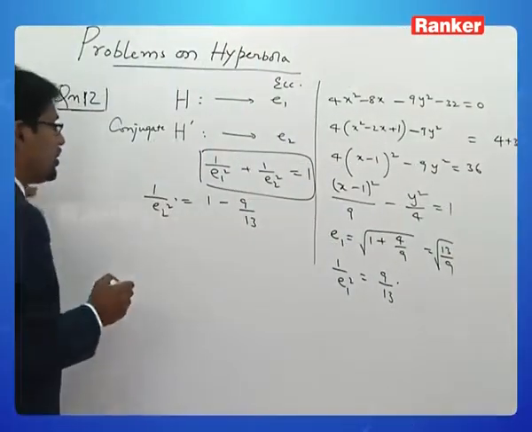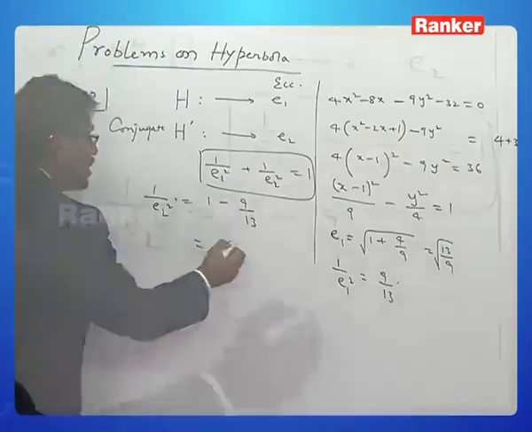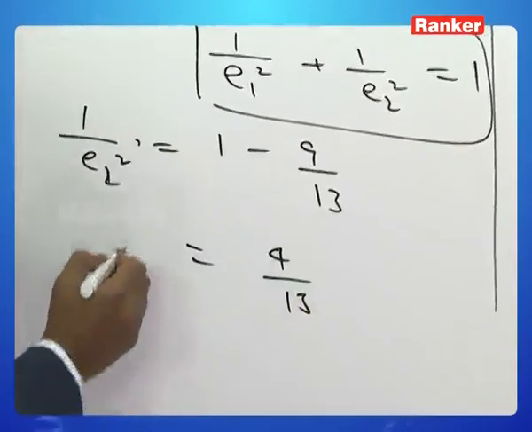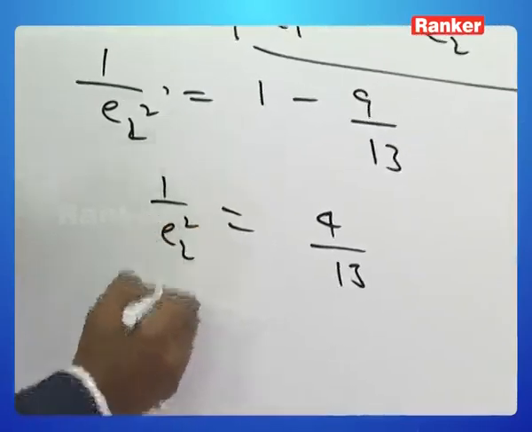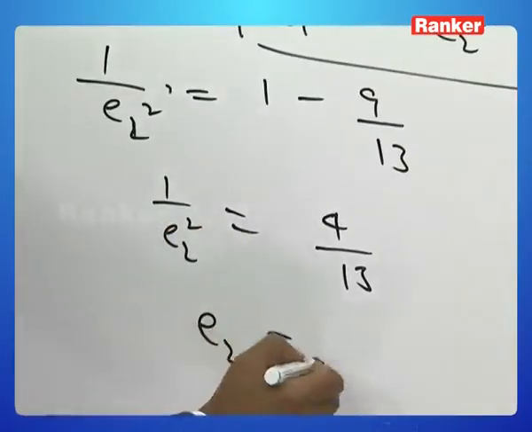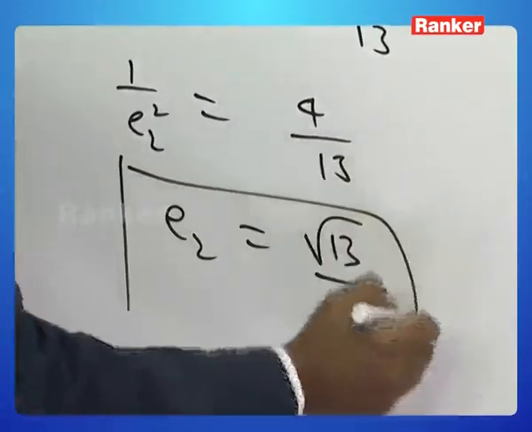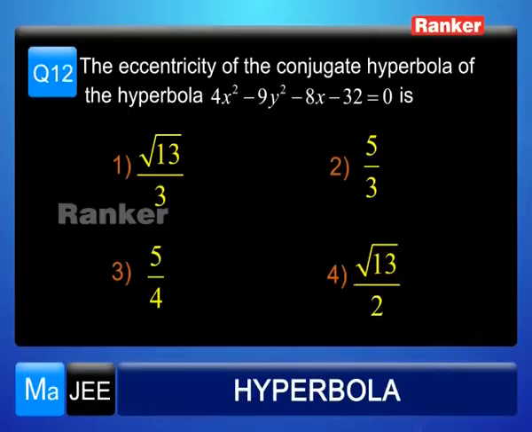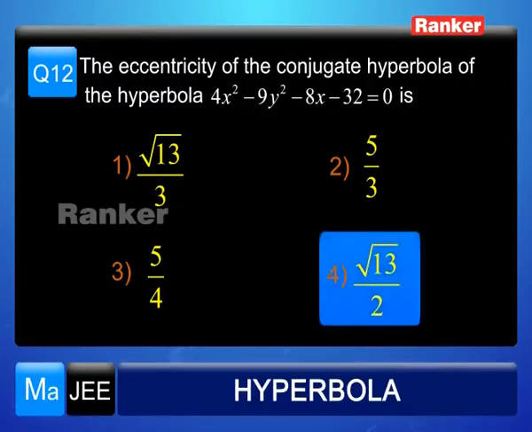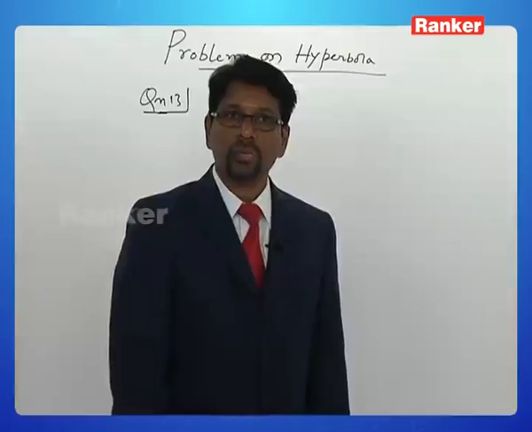So using that relation, we have 1 minus 9 by 13, that is 4 by 13. And therefore, 1 by e2 square is equal to 4 by 13. e2 is therefore root 13 by 2. So the right option is option 4. Option 4 is the right option. Let's move to the next question.